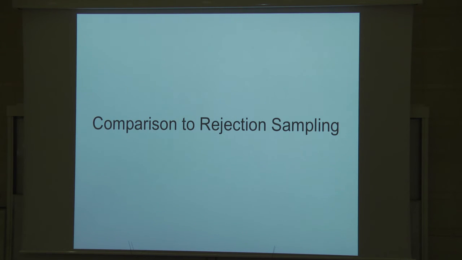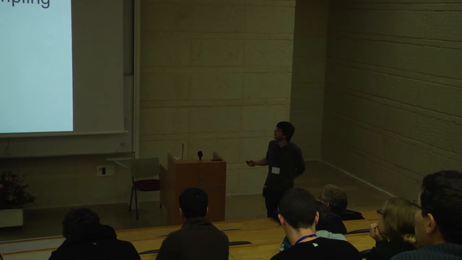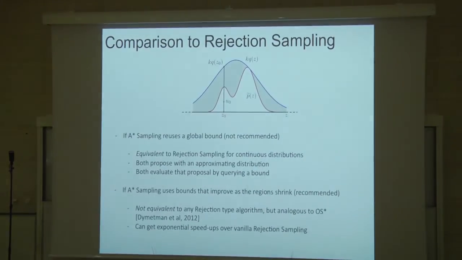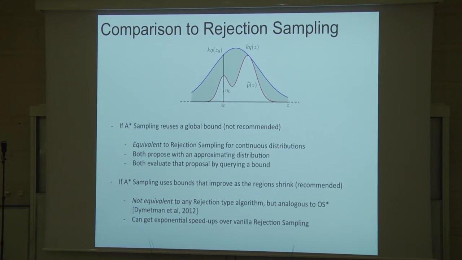Okay. So I think I'll skip this part, but I'll say quickly there is a close connection to rejection sampling, if you know this. One result is that if you use plain old rejection sampling, where you have the same proposal distribution throughout all of your proposals and you just keep using it until you find a sample to accept, that's equivalent to a very bad version of A star sampling, where you start with some upper bound on this O function and then you never refine it as you continue to search through the tree. And so we can show that you have exactly the same runtime as rejection sampling in this case.